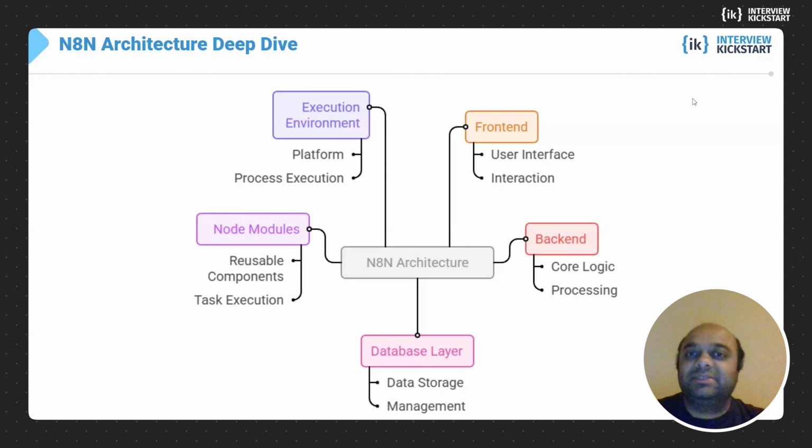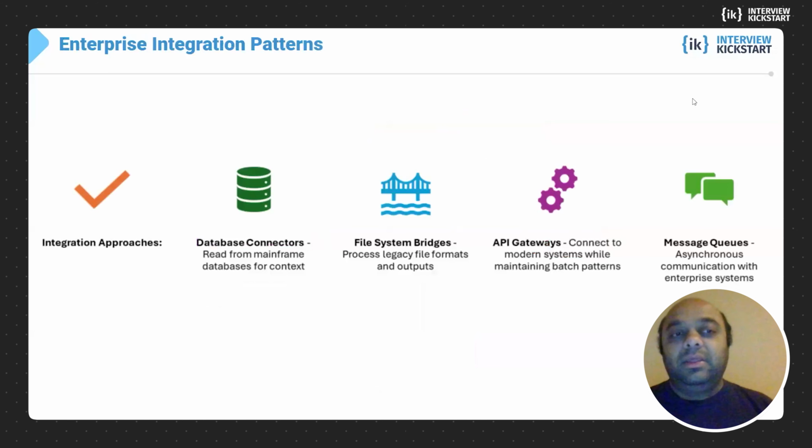And the database layer is where everything is stored. It could be the workflow, the workflow JSON, the execution times, and if there are any errors. So it has the ledger of each and everything that is happening on the platform, and it stores everything. Like an enterprise integration pattern, we are integrating.